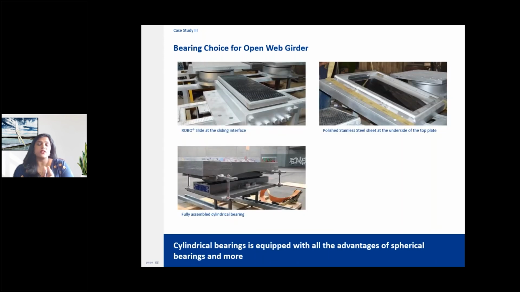In this slide, we can see the internal components of the cylindrical bearing. Displacement is taken care of by the sliding interface. The high performance sliding element is provided on top of the rocker plate. And there is a stainless steel sheet which is provided at the underside of the top plate. And in the bottom picture, one can see a fully assembled cylindrical bearing at one of the Mageba workshops.